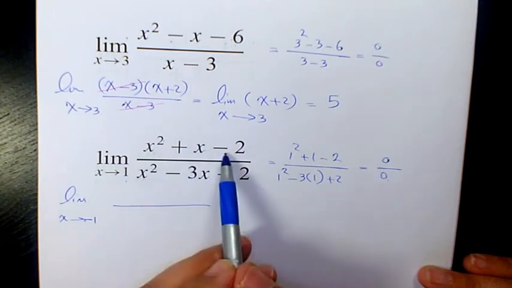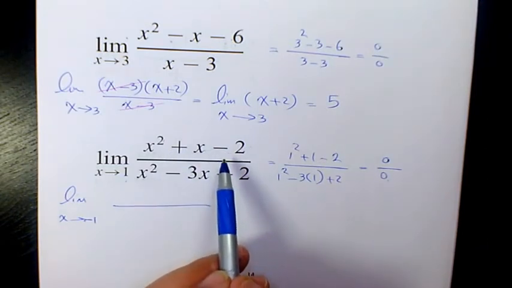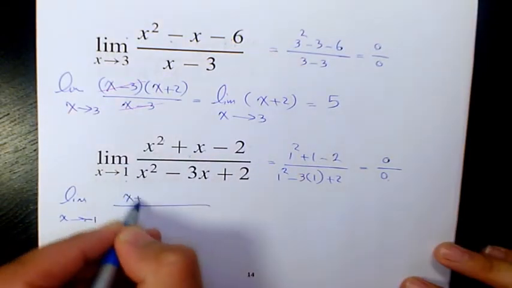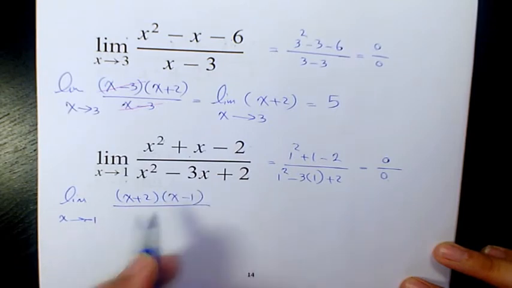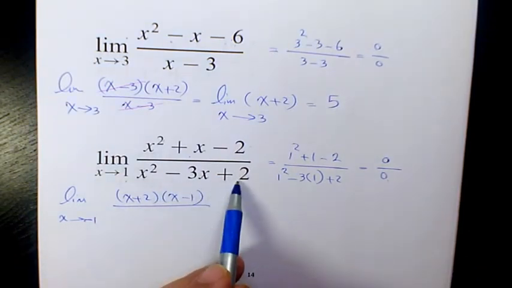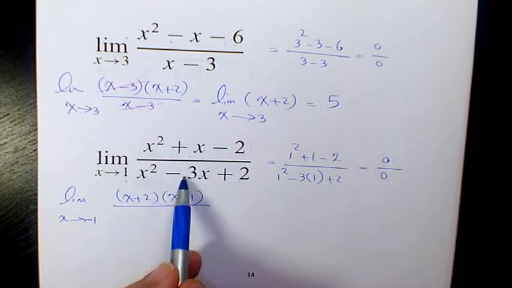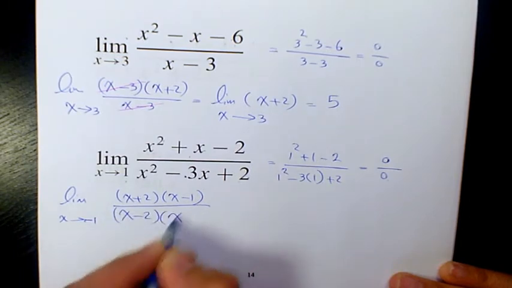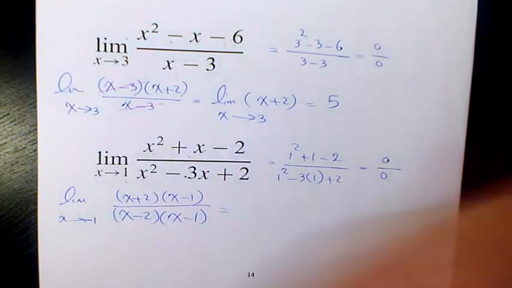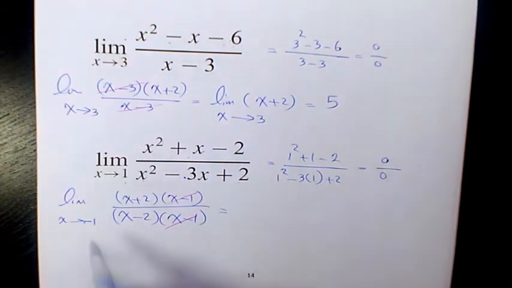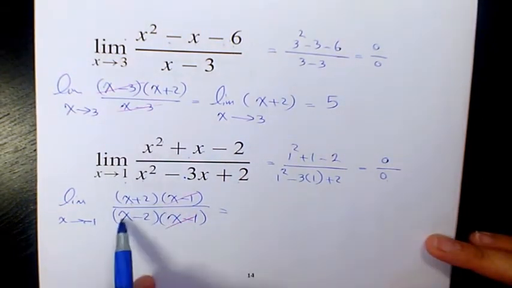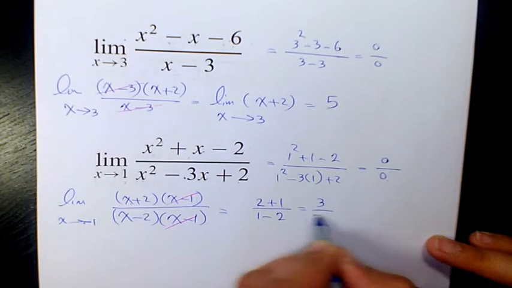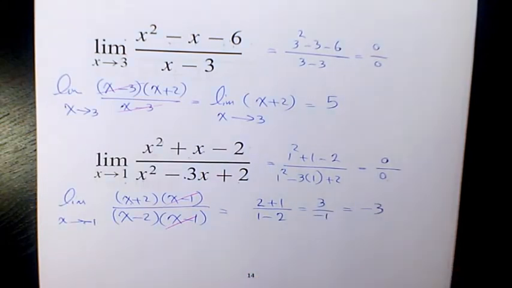Numerator, we need to look for two numbers that multiply to negative 2 and add to positive 1. So it's going to be x plus 2 times x minus 1. For the denominator, we are looking for two numbers that multiply to positive 2 and add to negative 3. I think it's going to be negative 2 and negative 1. So it's going to be x minus 2 times x minus 1. So x minus 1 and x minus 1 cancel out. And then it's going to be limit of x plus 2 over x minus 2. It's going to be 1 plus 2 divided by 1 minus 2. 3 divided by negative 1, which is going to be negative 3.